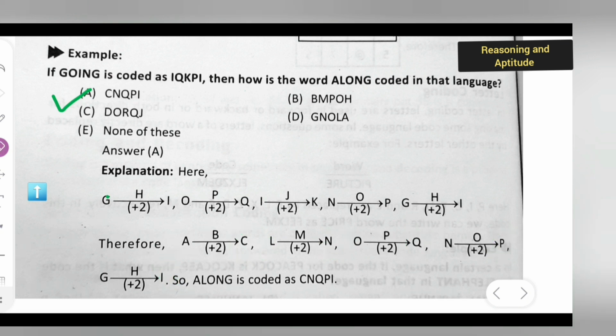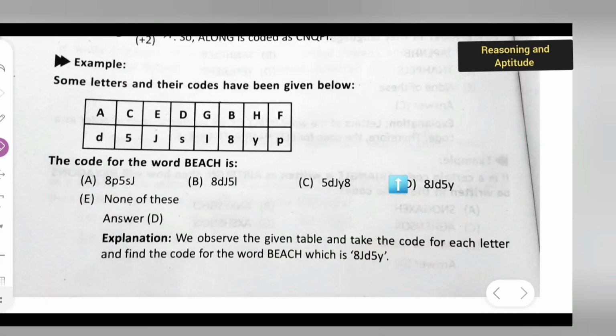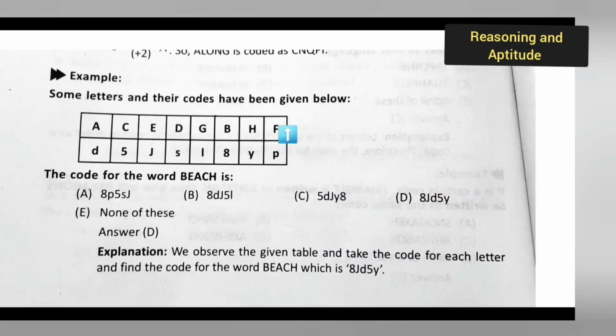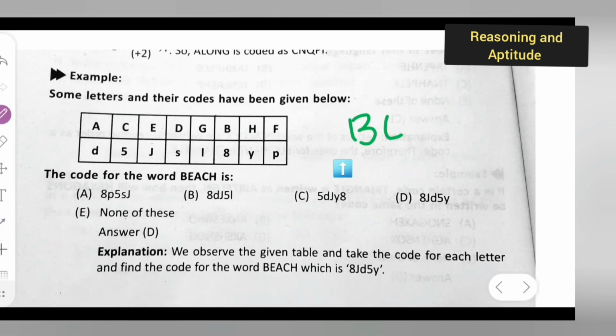Next, moving towards the next example. Here you can see that some letters and their codes have been given below. The letters are given along with the codes. So what is the code for BEACH? Let me write it down directly: B, E, A, C, H.